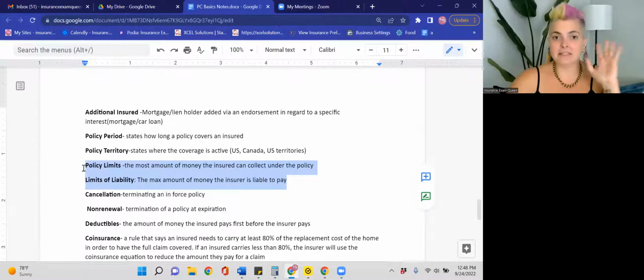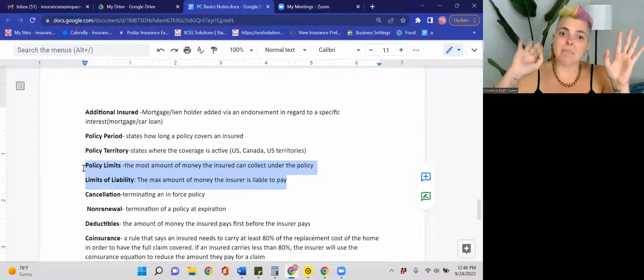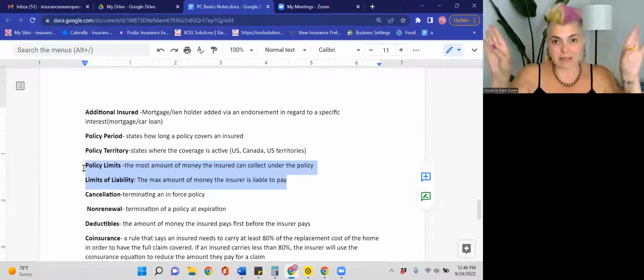So policy limit is the most amount of money the insured can collect. Limit of liability is the max amount the insurer is liable to pay. Same dollar amount, but whose perspective are we coming from?